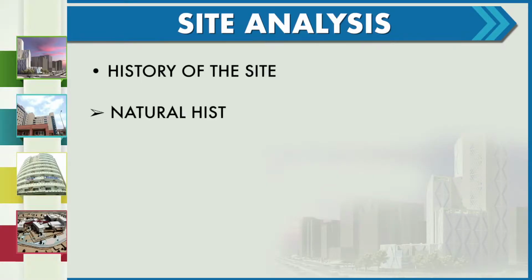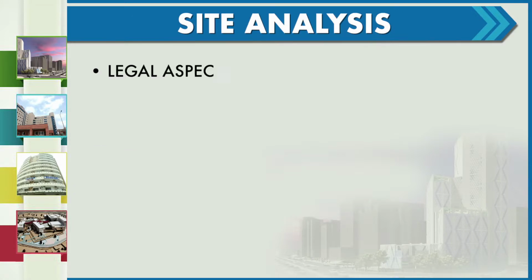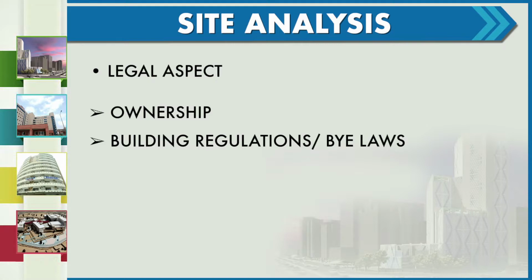The first point in the process of understanding the site is the history of the site, which includes natural history and the cultural history of the site. The second is legal aspect, which includes ownership and the building regulation and bylaws.